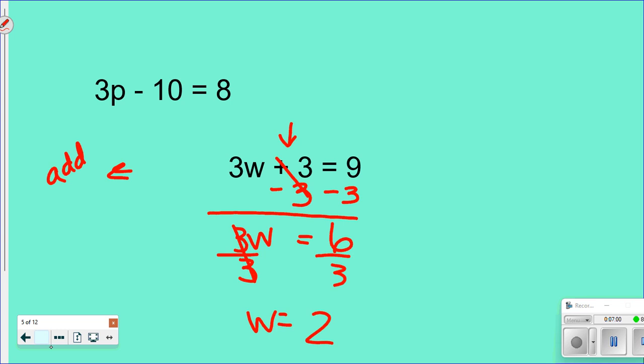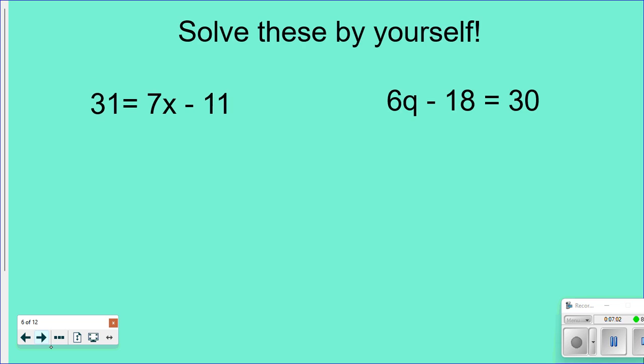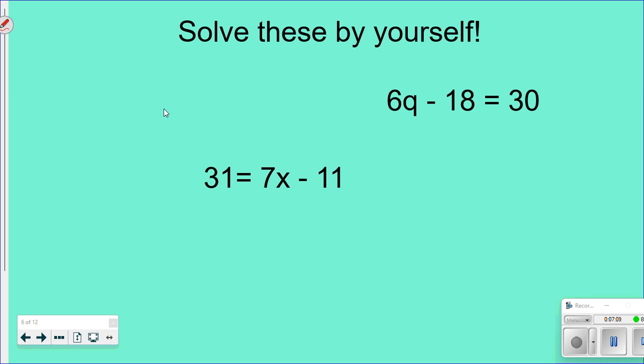Okay, let's do a few more together. Let's do this one right up here. Notice that even though it says solve for yourself, we're going to do some together yet. So this is 31 equals 7x minus 11. Notice that the 31 is on the other side, not a big deal, but we're still always going to work with the side that has the variable. Remember that was the thing before? We're always working with the side that has the variable.